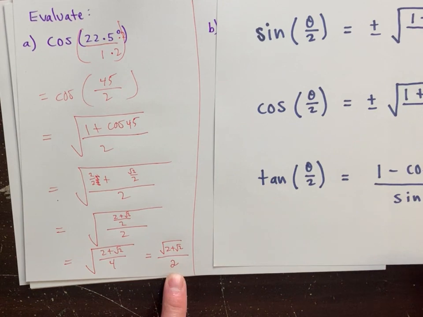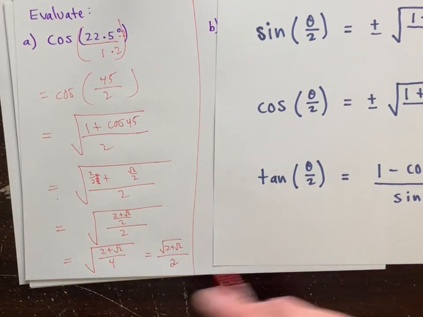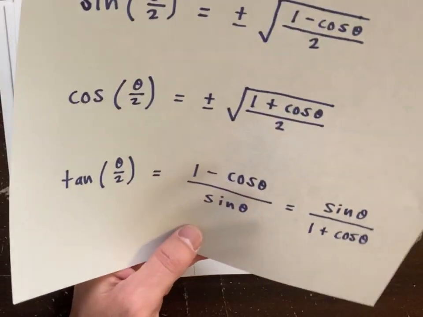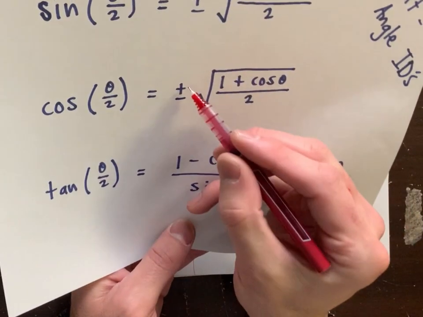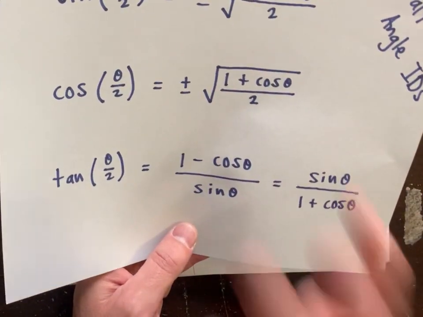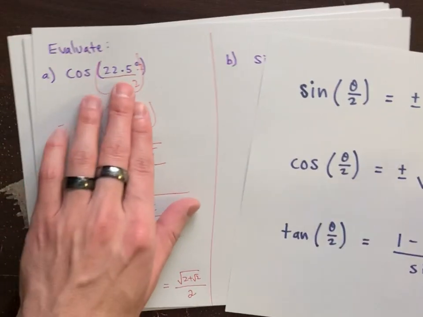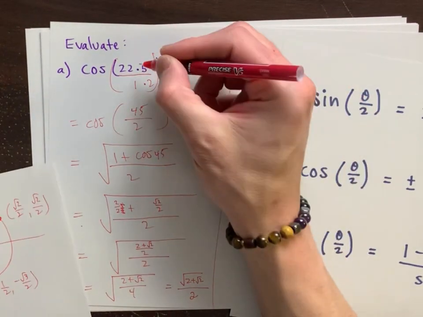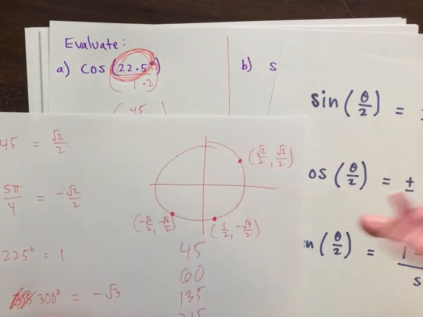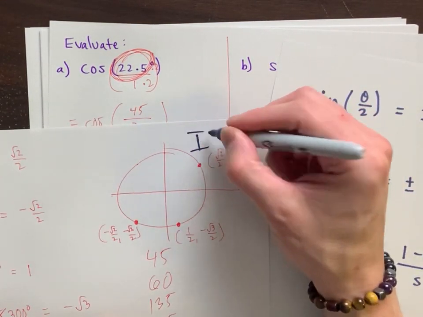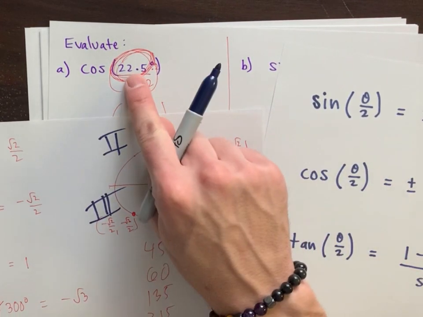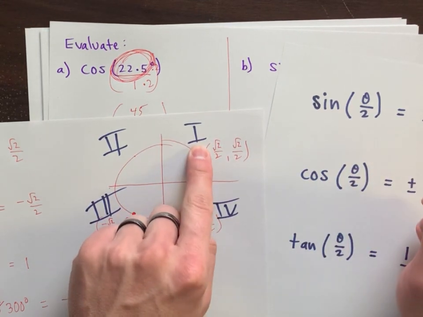So this would be your final answer, but you have to make a decision. Is your answer going to be positive or is it going to be negative? I want you to make the decision about positive or negative at the beginning of this process. At the very beginning, they said cosine 22.5. Guys, where is 22.5? Is it going to be in quadrant 1, 2, 3, or is it going to be in 4? 22.5 is clearly in quadrant 1.